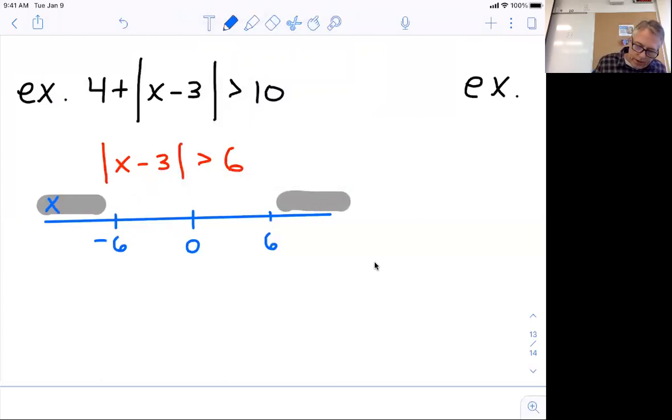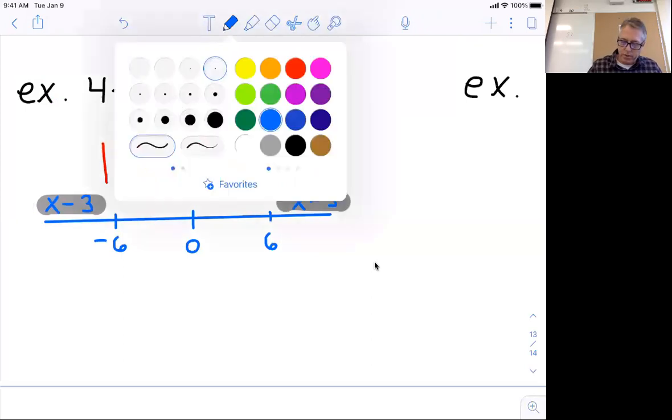So I need my x minus 3 to be less than -6 because it has to be to the left of -6. And I need my x minus 3 to be greater than +6 because it has to be to the right of +6.